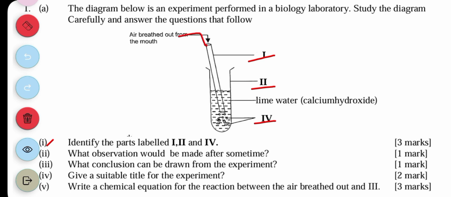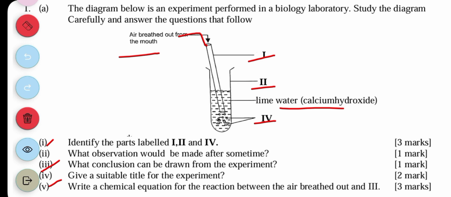II says, what observation will be made after some time? You have an arrow here saying that air is breathed from the mouth. After some time, the calcium hydroxide will become milky. III says, what conclusion can be drawn from the experiment? The conclusion is that carbon dioxide is present in exhaled air. IV says, give a suitable title for the experiment. A suitable title will be a test for carbon dioxide in exhaled air.